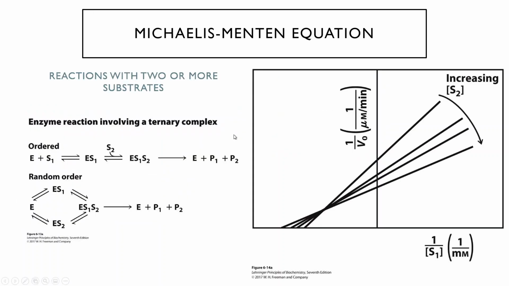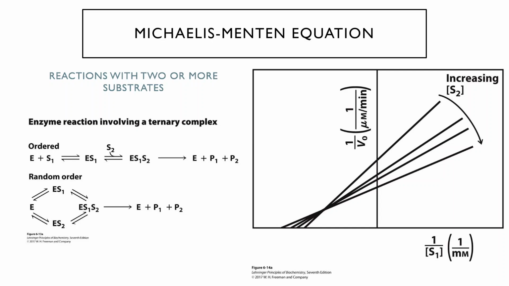Now, what do we do though if we have a reaction in which there are two or more substrates? Because so far we've just been talking about reactions where there's just one substrate. And having multiple substrates does affect the reaction. Because of course, the substrate concentrations could be different, and they could change at different rates.